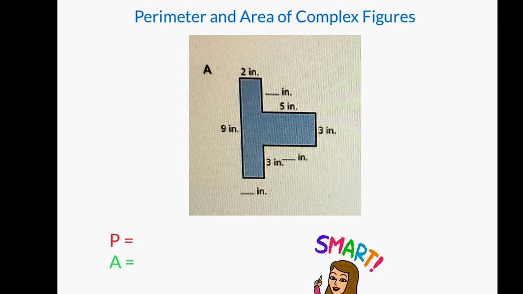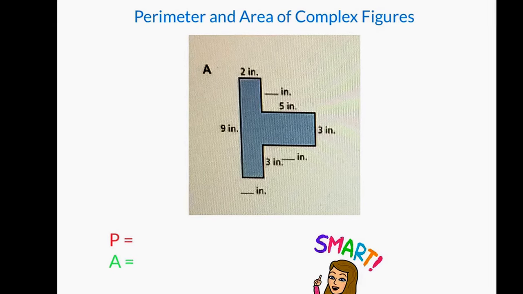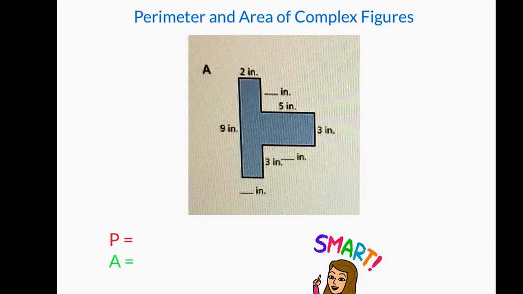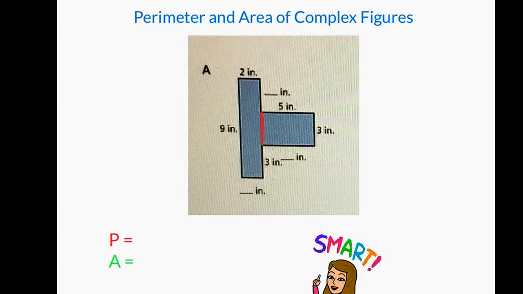So here we go. I'm going to show you two examples today. This is my first example I'm going to show you. I'm going to solve for both the perimeter and the area, and then on the third example, you'll get to try it on your own. So for this first complex figure, I notice that it looks like two rectangles that have been put together. I'm drawing this red line as my divider because it will help me a lot when I'm figuring out area. For perimeter, however, I just need to add all of the sides.